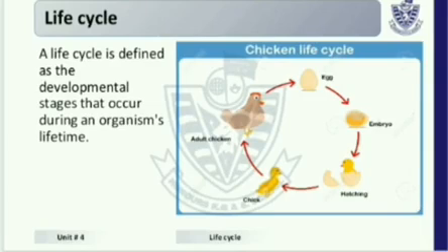Life cycle. Do you know what is a life cycle? A life cycle is defined as the developmental stages that occur during an organism's lifetime. All animals have a life cycle. A cycle is something that happens over and over again. With time, all living things become old and die, but they can make copies of themselves by having babies.